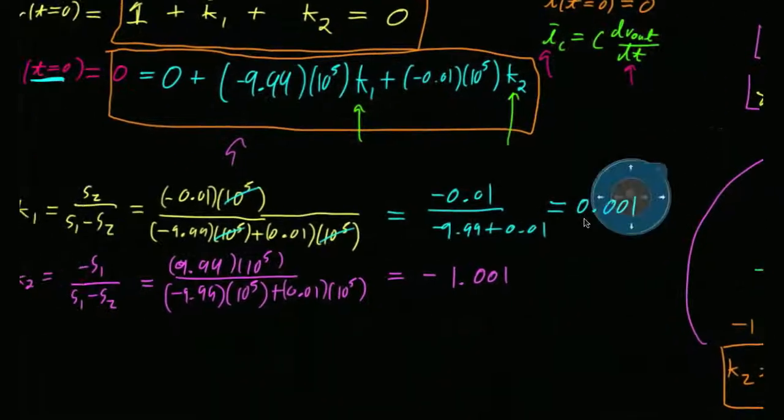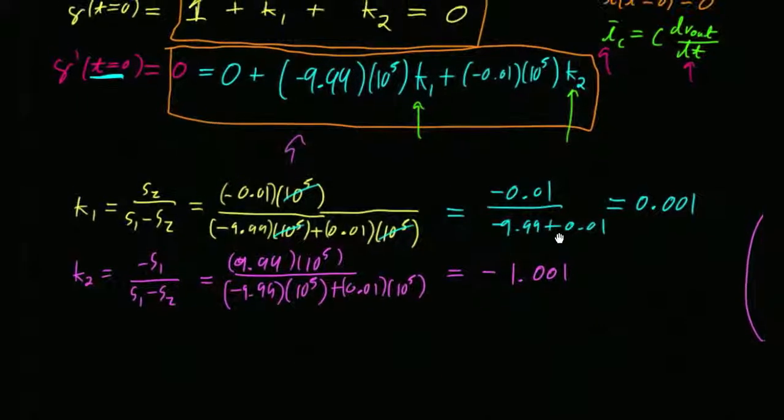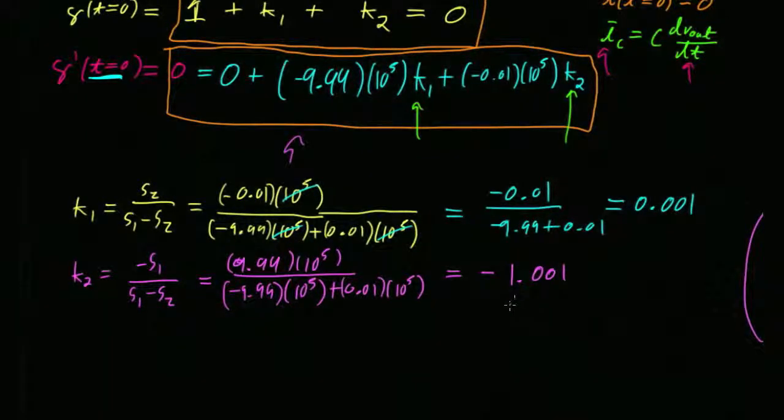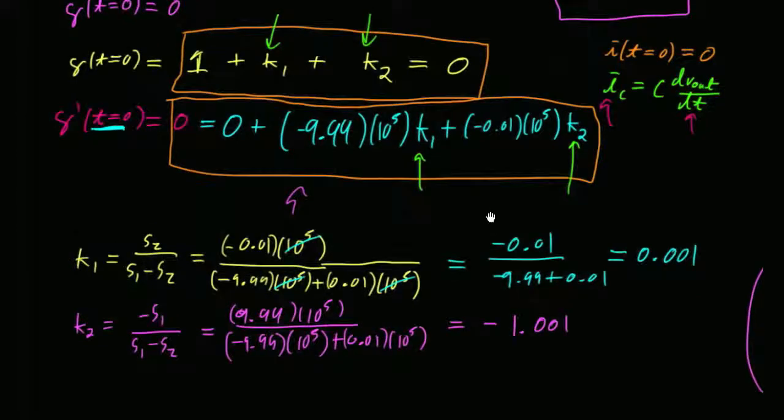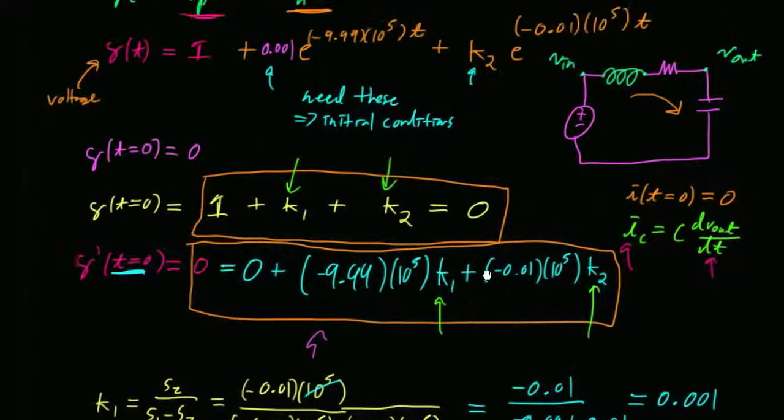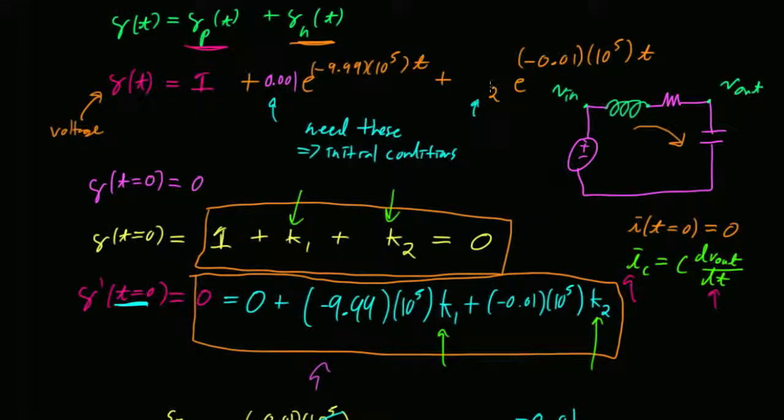Okay, so what do we get for K2? I got minus 1.01. Anybody get that too? Minus 1.01 or 001? 001. Ta-da! Well, what does that mean? Yay, can we plot it? We could probably plot it. But let's talk about it.